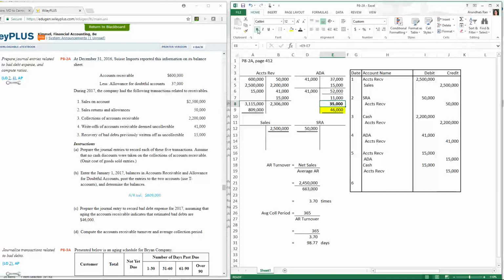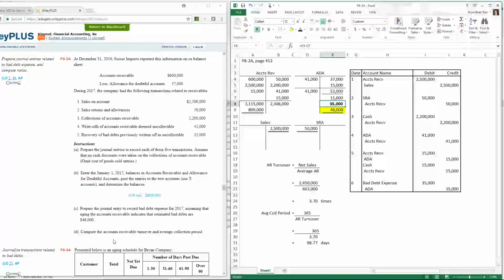That's a plug number. So my journal entry is going to be bad debt expense debit, allowance for doubtful accounts credit, for the $35,000. So $46,000 was given to me. Based on aging of receivables, they told me that number should be 46. So I plug this number in, and that's what I bring into my journal entry.